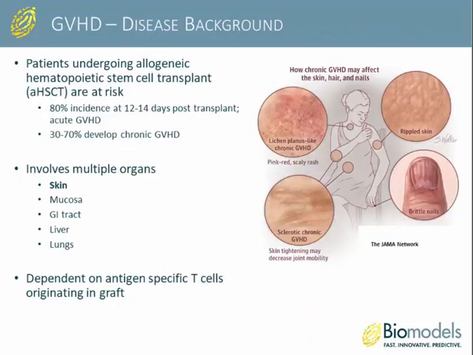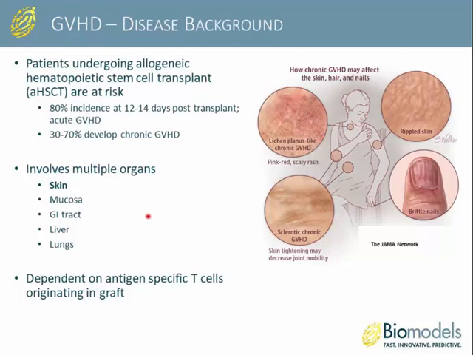So then I'm going to move on to talk more about our sclerodermatous GVHD model. But I first wanted to give a little background on graft versus host disease. The people that get graft-versus-host disease are generally patients that are undergoing stem cell transplant, and about 80% of these patients will acquire some form of GVHD, the acute GVHD, within a couple weeks after transplant. But then another 30 to 70% develop chronic GVHD following this transplant. And this can involve multiple organs in the body, including the skin, as well as mucosa, GI tract, liver, lungs, and other organs.